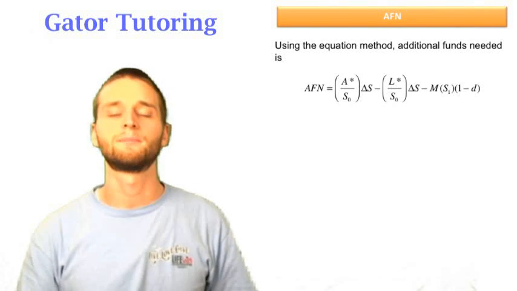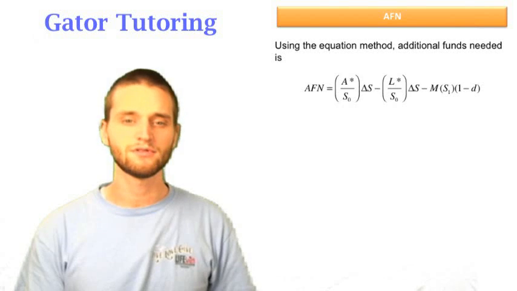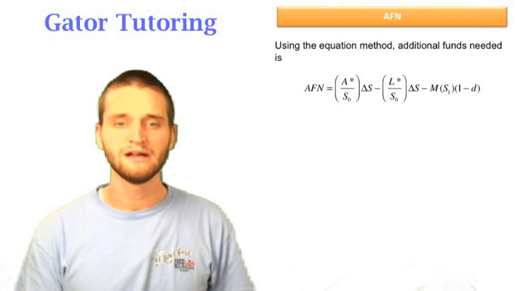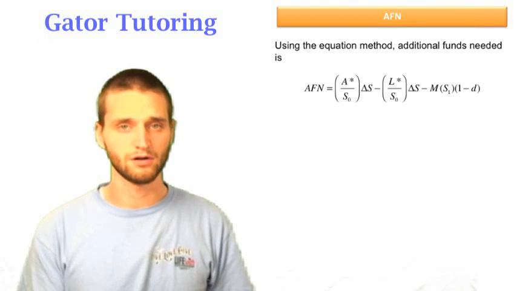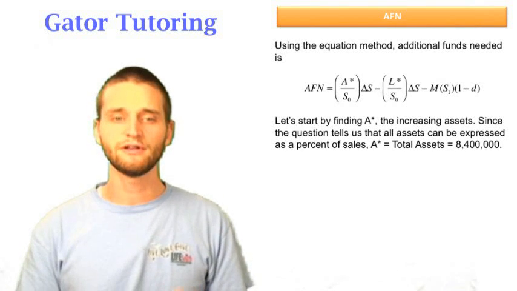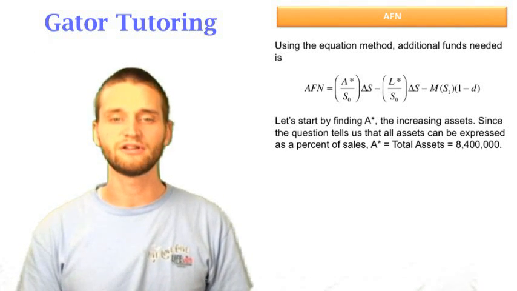And then we subtract our profit margin, M, times the sales in period 1, S sub 1, times 1 minus the dividend payout rate, or small d. So let's start by finding A star, the increasing assets.